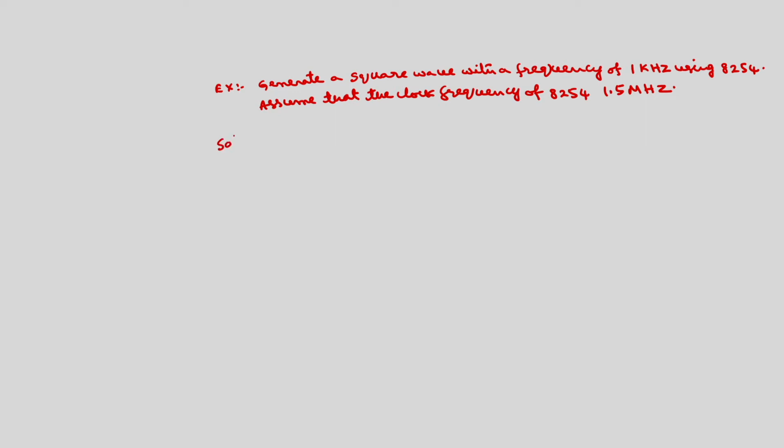So what is the solution for this problem? I have to generate a 1 kilohertz signal. So the frequency of the signal that is to be generated is 1 kilohertz, which implies the time period is 1 millisecond. The clock frequency of 8254, this is the clock, you can call it CLK, the frequency of 8254 is 1.5 megahertz.